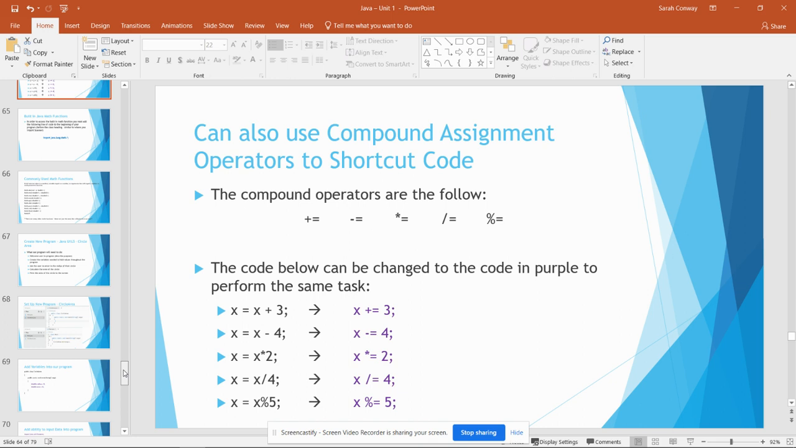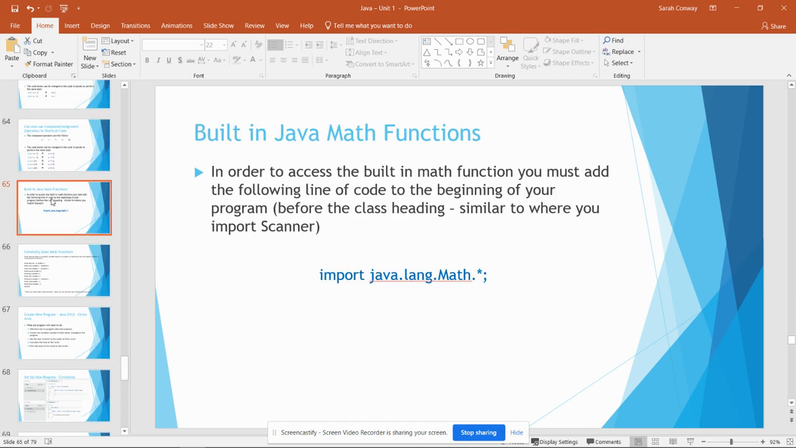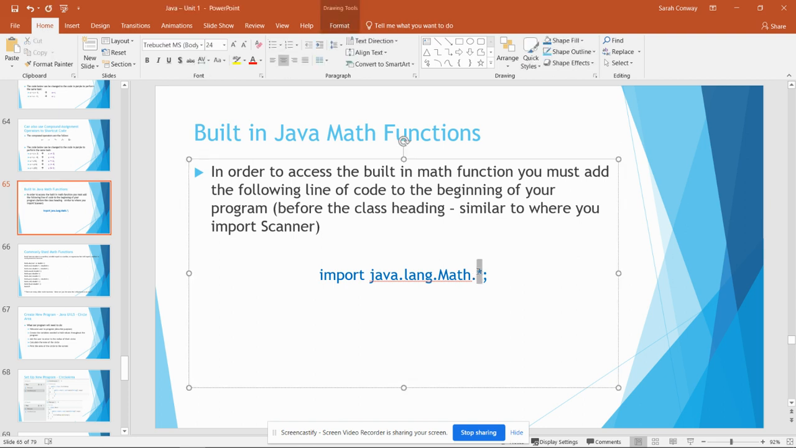Now, the next thing we're going to take a look at before we write a program together are some of the built-in math functions. Now, in order to access these built-in math functions, we need to actually add the following line of code in at the beginning of your program. So if you want to use the math functions, you need to type in import java.lang.Math.*. And please note that there's a .* here. That .* is going to bring in all the math functions.